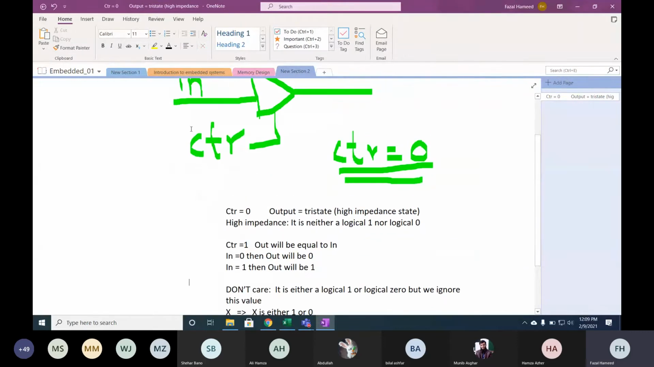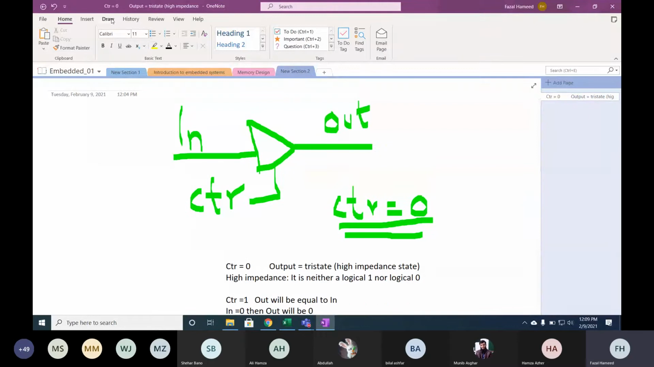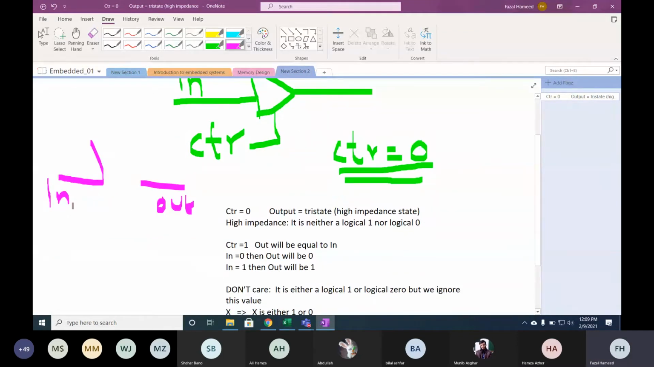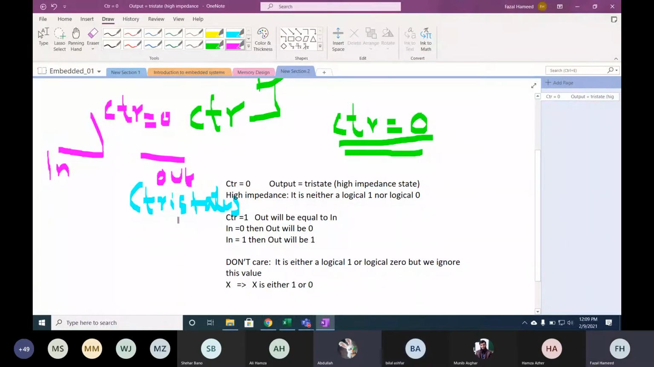Now when control is 0, I can also draw it here. This is the input and this is the output. The output is acting like a switch, so the output is disconnected from the input. When the output is disconnected from the input, what is the name of this state? When control is 0, it is the high impedance state. So the output is also called a tri-state or high impedance state.